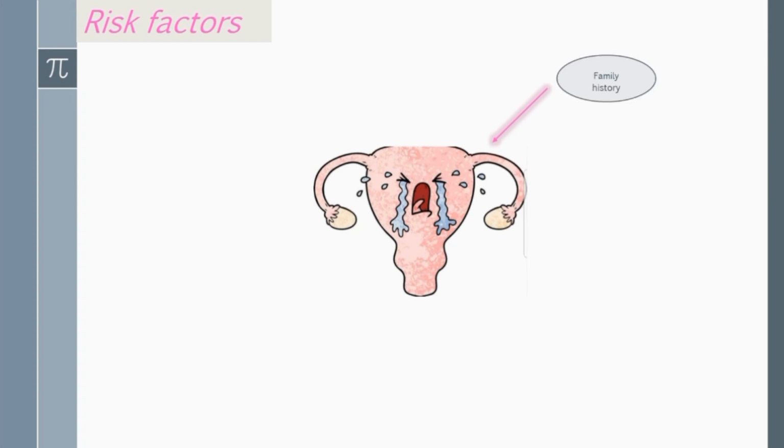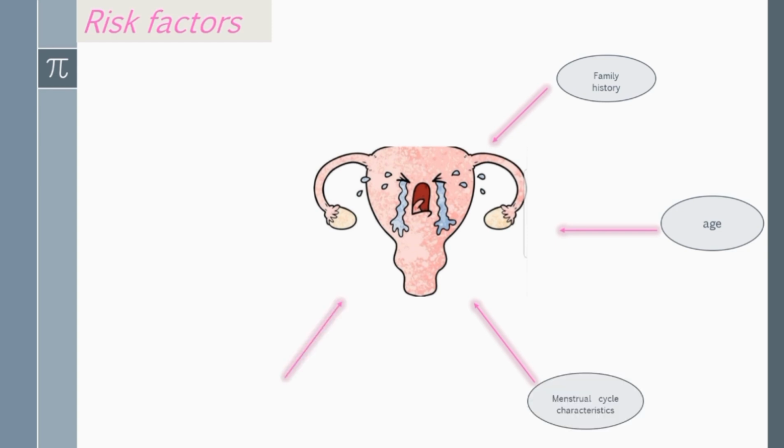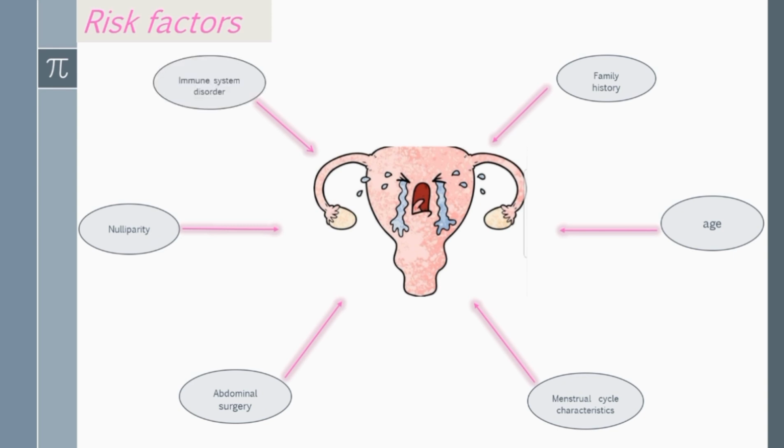Start with the family history. If someone in your family has endometriosis, your risk for developing it is 7 to 10 times higher. Also, the age most commonly occurs between 30 and 40 years. In the menstrual cycle, characteristics like early menarche, late menopause, or a short menstrual cycle. Abdominal surgery like caesarean delivery, nulliparity, and also immune system disorders can lead to endometriosis.